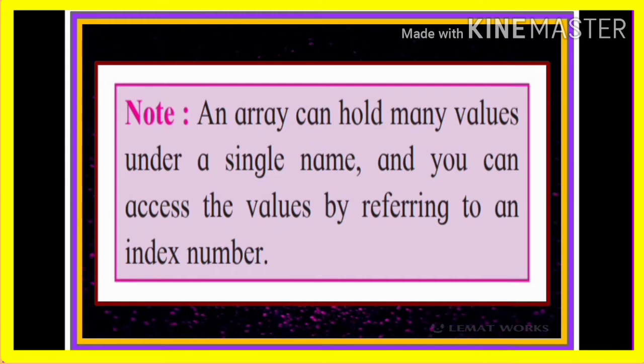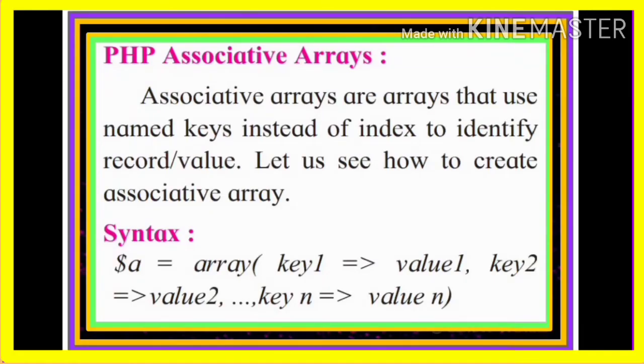So, in indexed arrays, an array can hold many values under a single name, and you can access the values by referring to an index number. The next PHP array type is associative arrays. Associative arrays are arrays that use named keys instead of an index to identify a record or value. Let us see how to create an associative array. This is the syntax to create associative arrays.